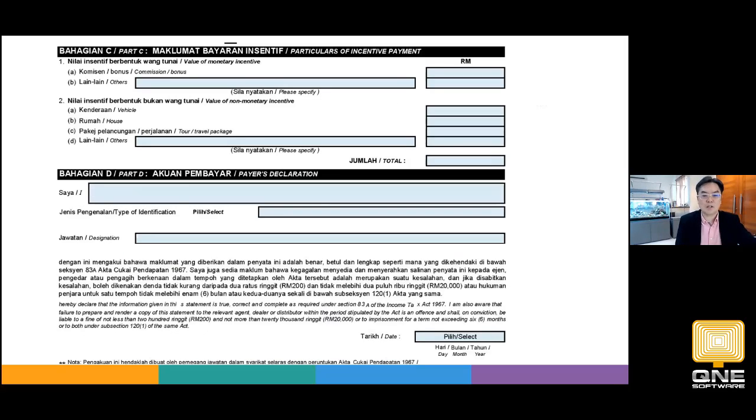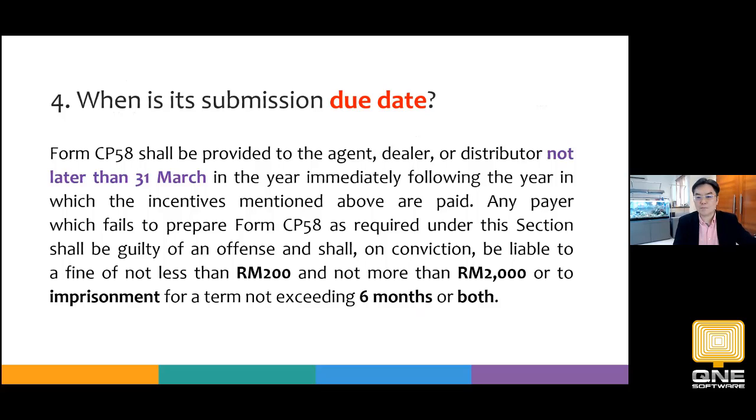I'm sure that some of us have already been filling this up, and hopefully this sharing can help us understand better. The last one will be when is its submission due date? It depends on the recipient itself, but on the payer, the provider itself, we must provide this form not later than 31st March. Anything late, if you don't prepare this, there is a penalty. This penalty is 200 ringgit to 2,000 ringgit, or imprisonment not exceeding 6 months, or both. My goodness, the penalty and the offense is quite heavy. So please bear that in mind to prepare this early.